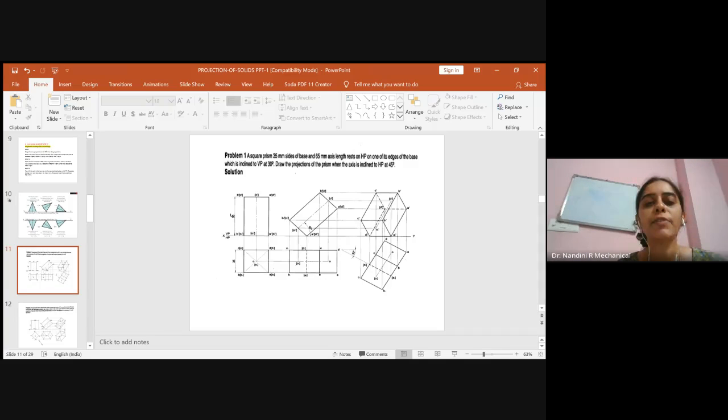So what is it? First you have to understand which solid you have to see. So it is a square prism. It is a square prism of side 35, meaning the base of the square prism will be 35 mm. And I've told you the axis length is 65, meaning the length of the axis or the length of the solid object is equal to 65 mm. And it is told the solid is resting on HP.